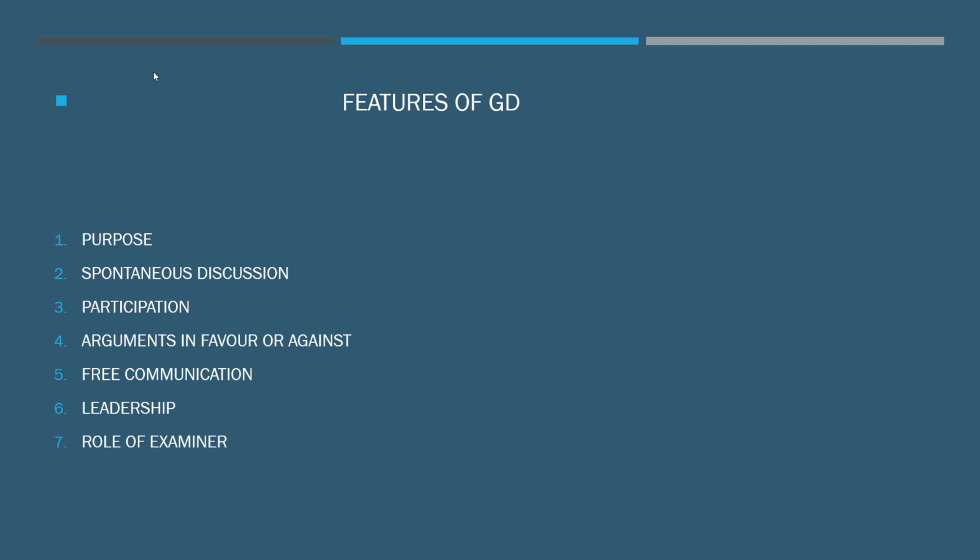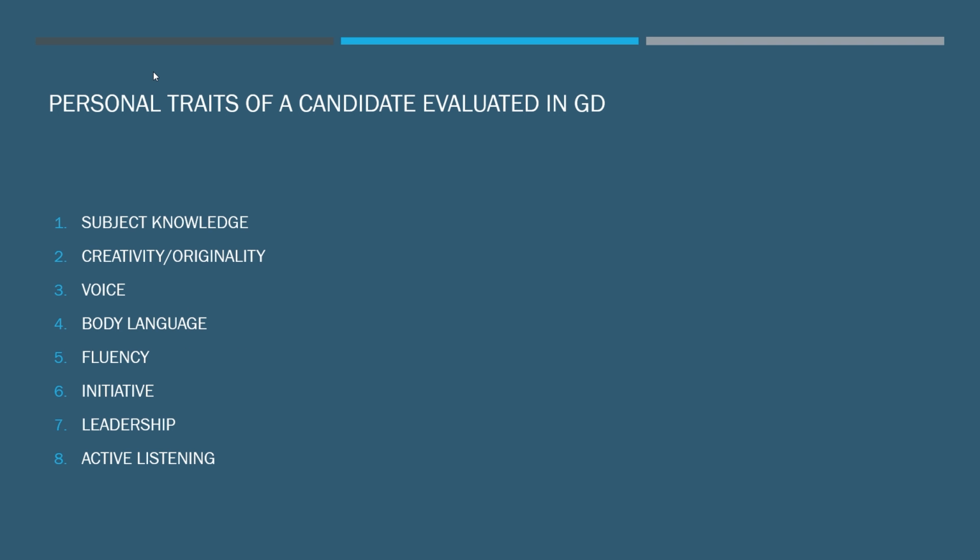Now we can go to the next section, that is, what are the personal traits of a candidate evaluated in a group discussion. Every candidate is evaluated on some qualities. First one is subject knowledge. The first thing that the employer tests is your expertise in the role's subject area. For example, if you apply for a sales position, then your subject knowledge is tested. The employers expect you to have in-depth knowledge of the product and sales process.